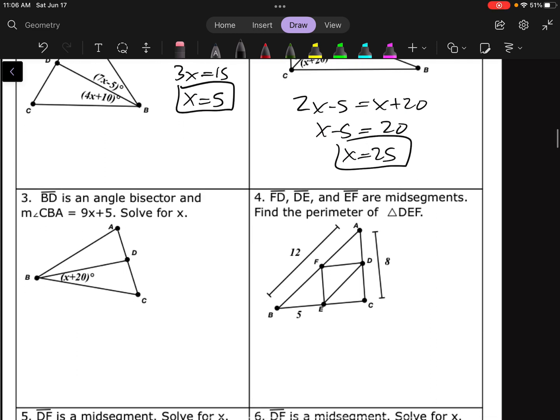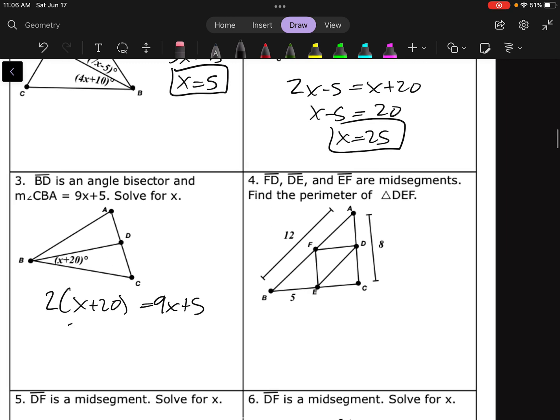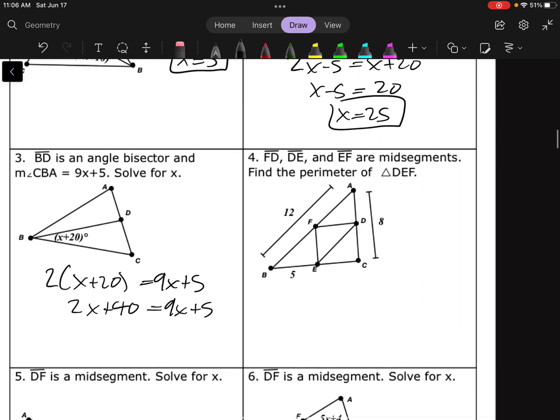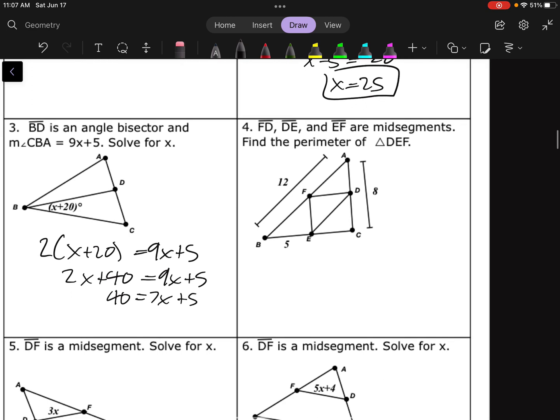This one gives us the big angle and the small one. So this should have been 2 times x plus 20 is equal to 9x plus 5. That's 2x plus 40 is equal to 9x plus 5. Subtract the 2x, we get 7x. Subtract the 5, we get 35 is equal to 7x. So x should be 5.